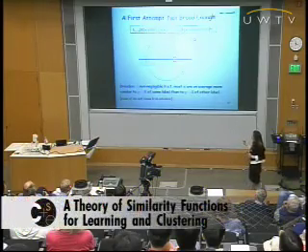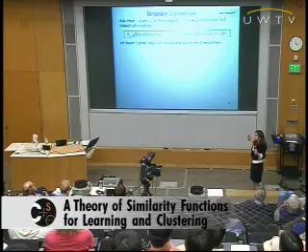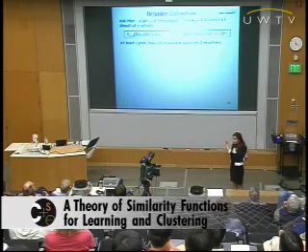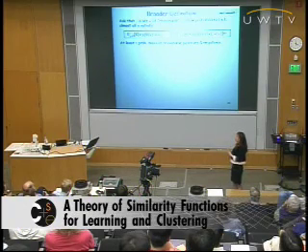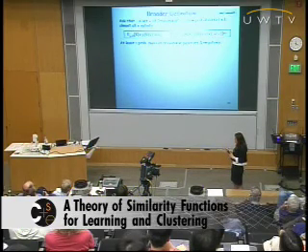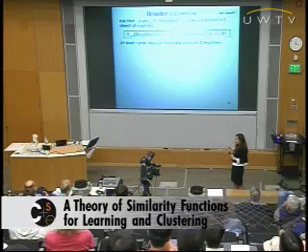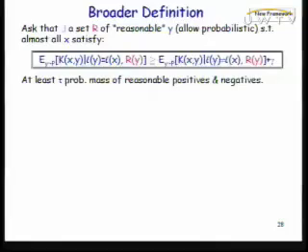And so this is exactly our main broader definition. There exists a set R of reasonable points such that most of the examples X satisfy the requirement that their expected similarity to reasonable points of their own label, drawn from our distribution P, is greater by at least a certain gap gamma than their expected similarity to reasonable points of the opposite label drawn from the distribution P. And we also require that at least a certain probability mass of the examples are reasonable positive examples, and at least a certain probability mass of the examples are reasonable negative examples.